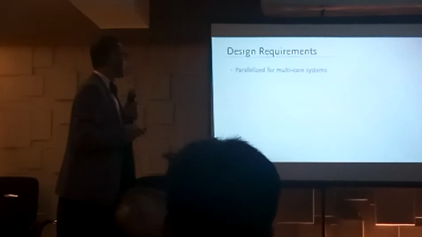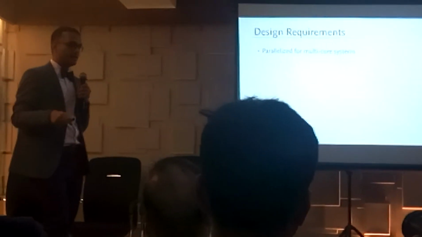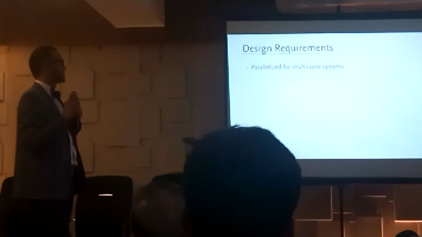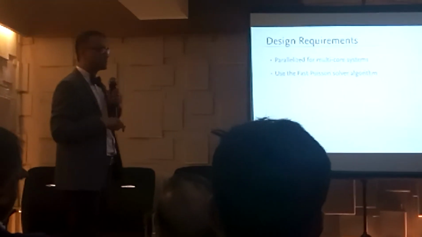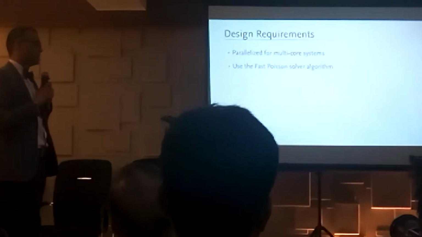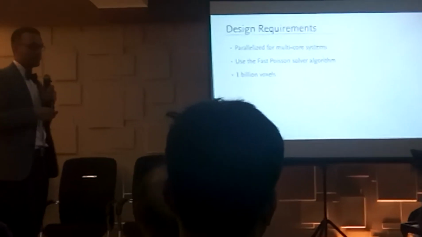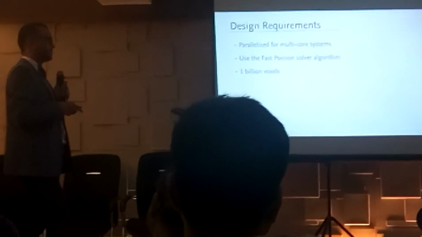All right, so our design requirements for this solver that I've developed: we want to support parallelization for multi-core systems. We want to use this fast Poisson solver method because it's got this n log n speed up factor. It gives me algorithmic speed up and nothing can beat that. Okay, and I want to target 1 billion voxels.